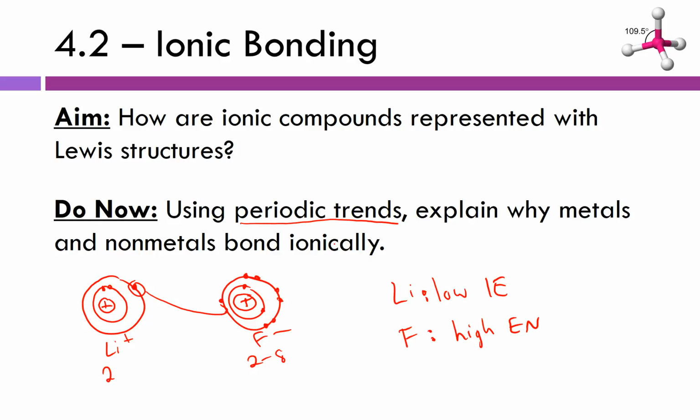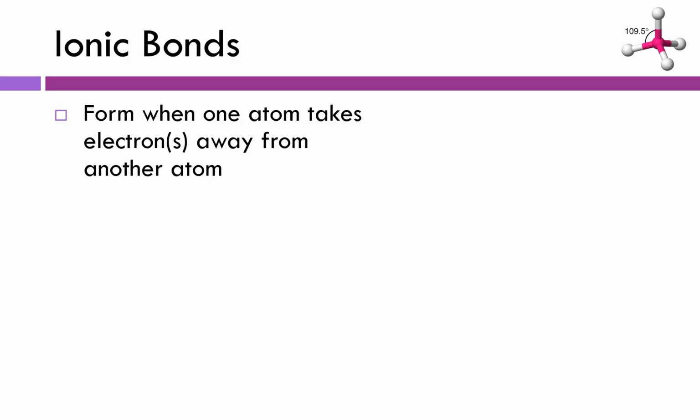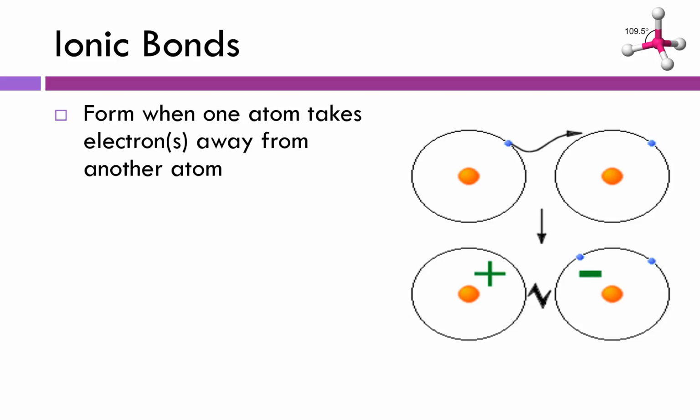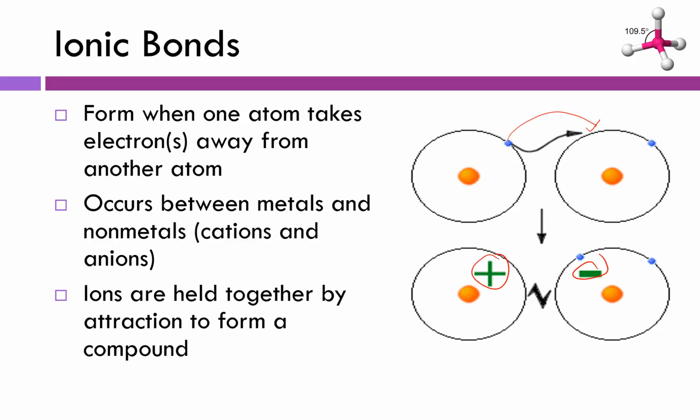going to form. Just to review some of the stuff we talked about in our last screencast about ionic bonds, we know this occurs when one atom takes an electron or potentially electrons away from another atom. So we've got 2 neutral atoms, with electrons being transferred from one to the other. That leaves us with a cation with a positive charge and an anion with a negative charge, and they're going to be held together by that attractive force. This is going to occur most frequently between metals and nonmetals.